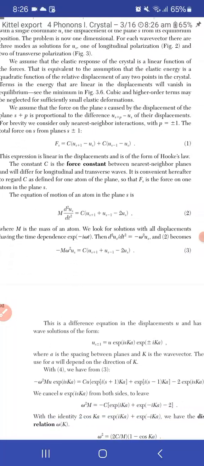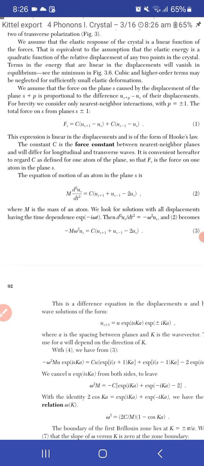We assume that the elastic response of the crystal is a linear function of forces. Okay, note this. Linear function of forces, meaning force will have a single power. That is equivalent to the assumption that elastic energy is a quadratic function of the relative displacement of any two points in the crystal.